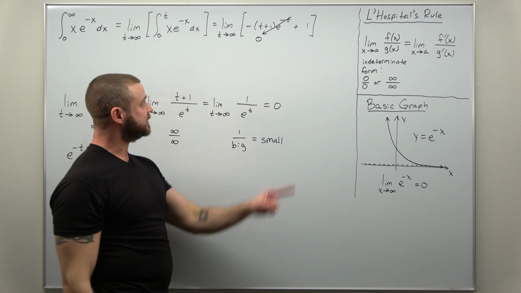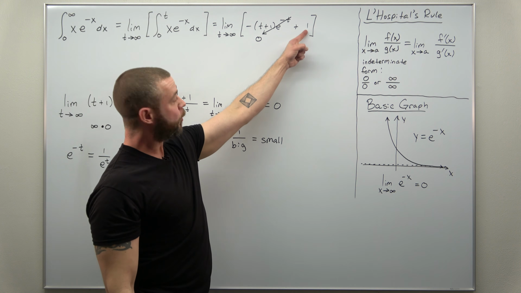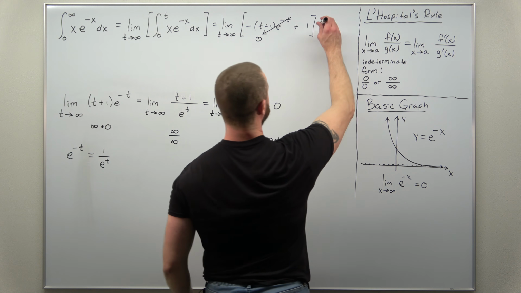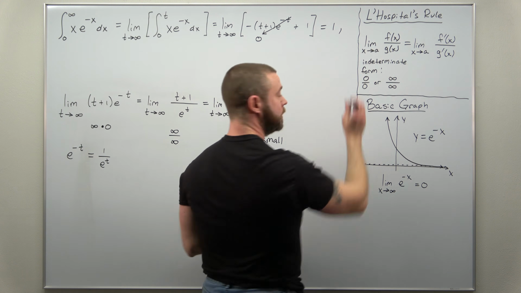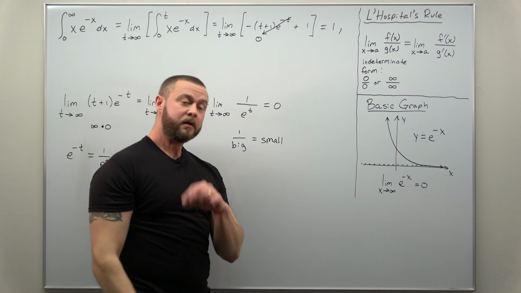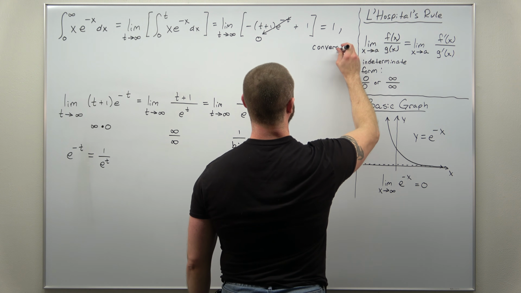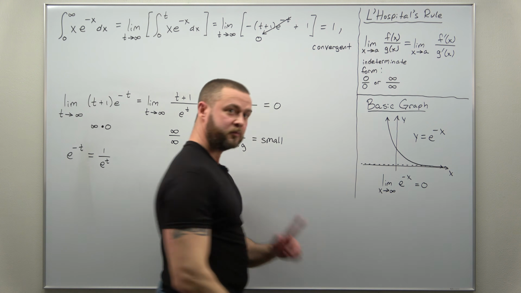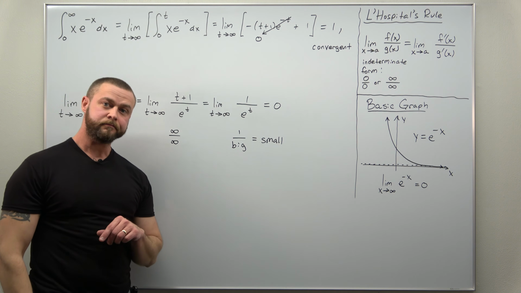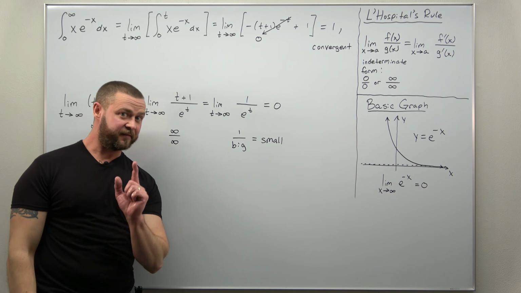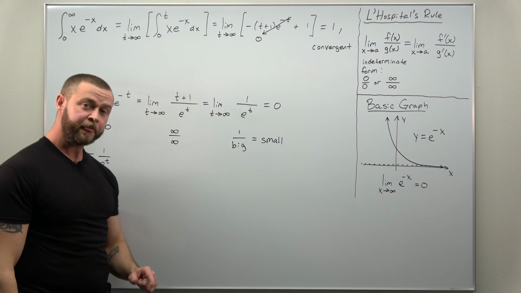Now, the whole limit is not 0, just this term. The whole limit here approaches 1. That limit exists, so this means our improper integral is convergent. And that completes evaluating the improper integral.